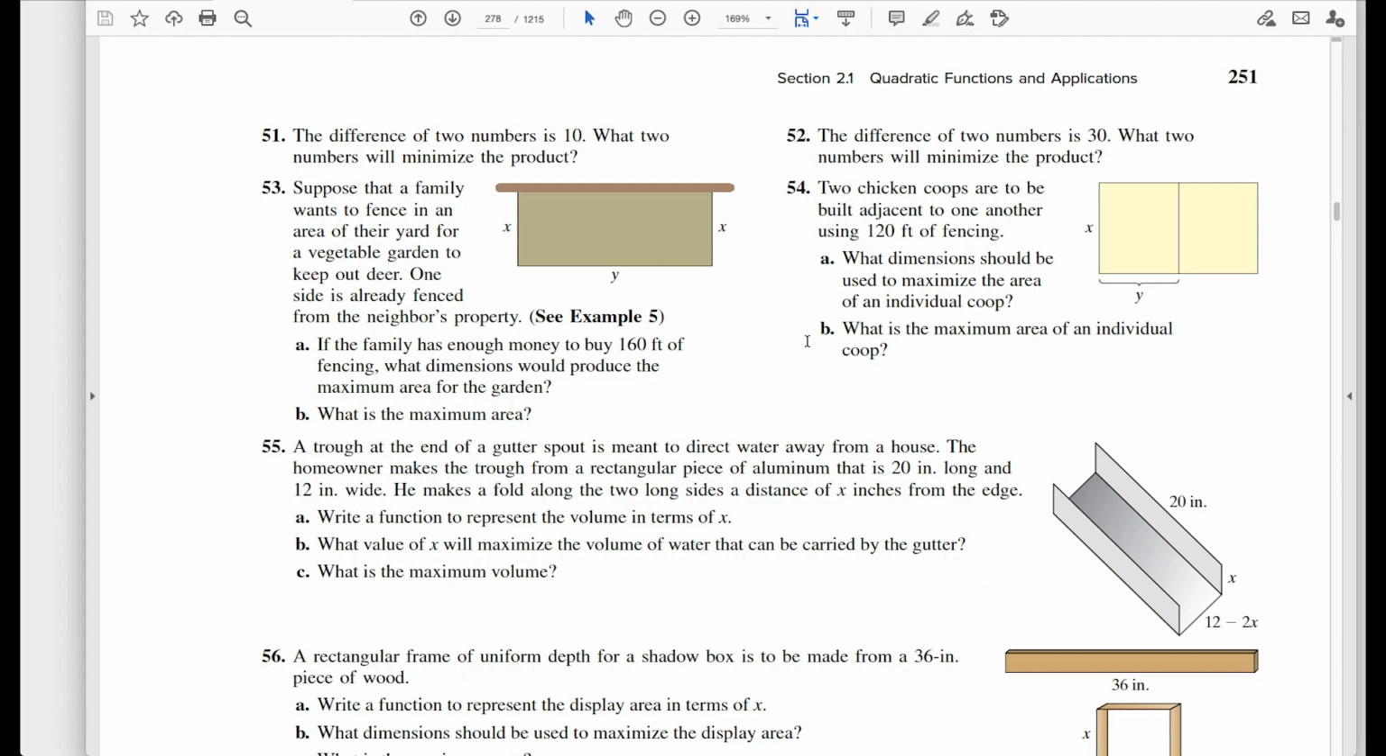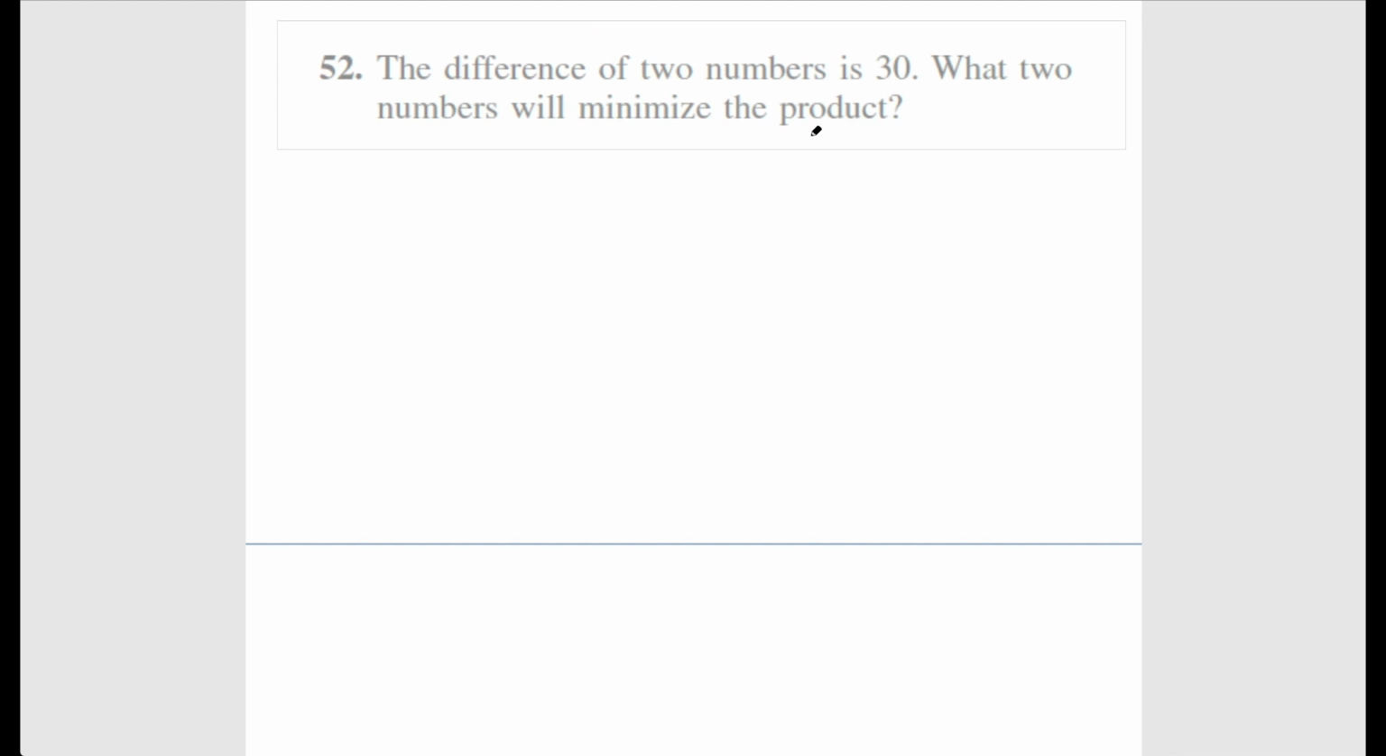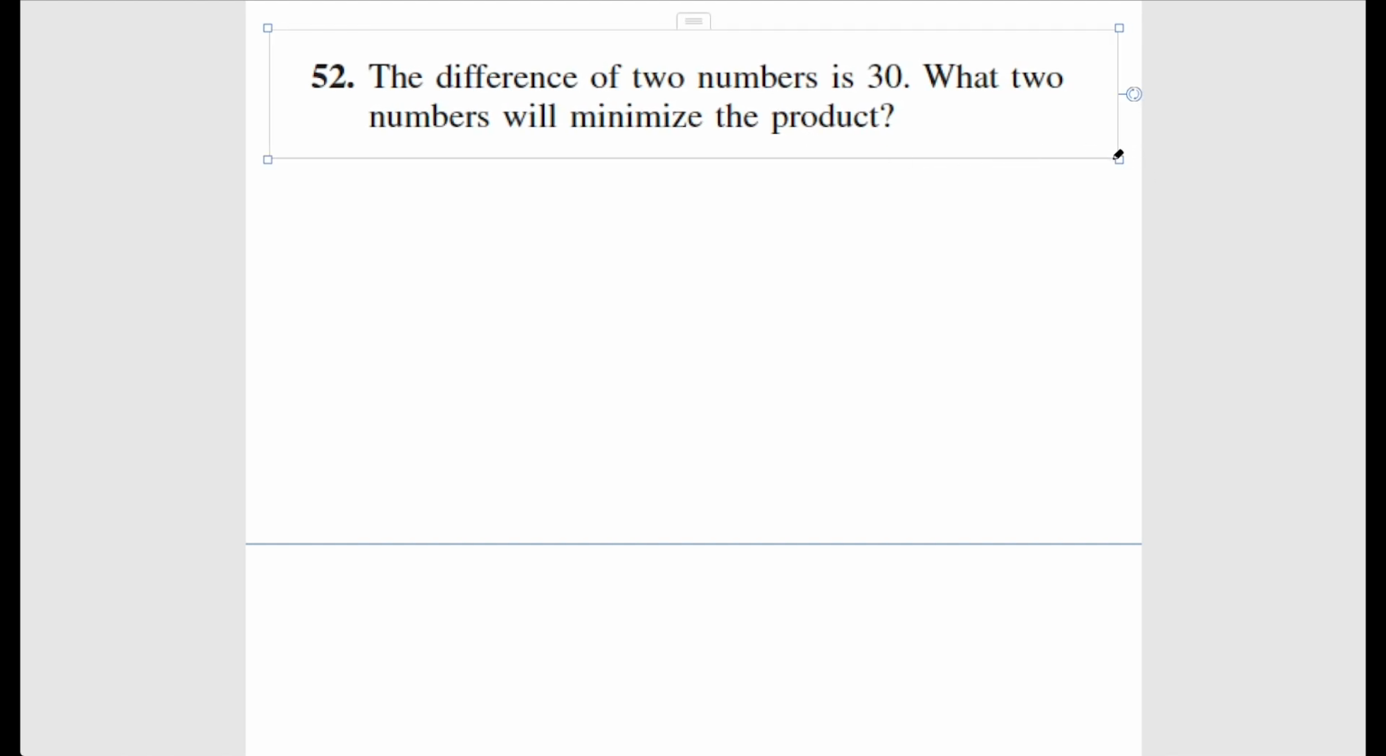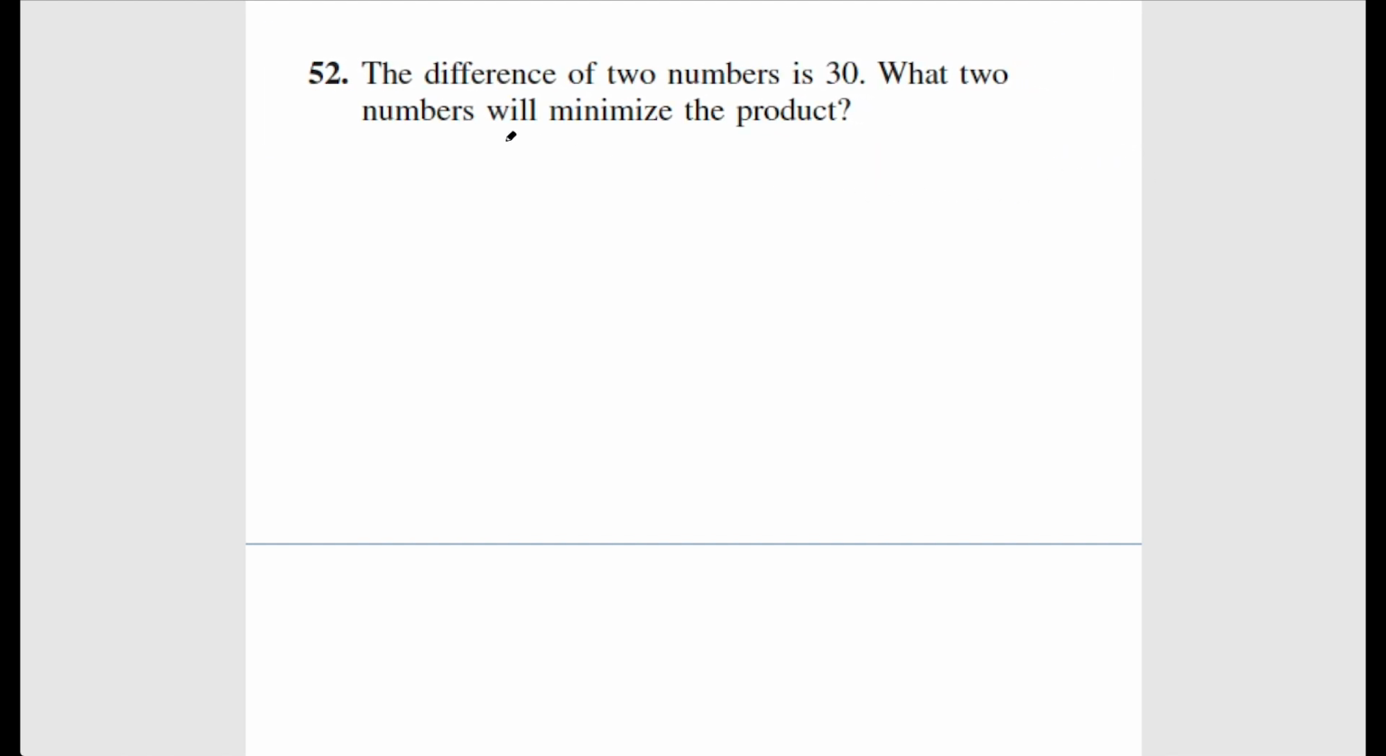Let's now see how all the theory that we've learned in this section plays out in application. Let's do the following problem, 52. Okay, so let's copy that. This is an optimization problem. Optimization has to do with minimizing or maximizing a certain function. So the question is as follows.